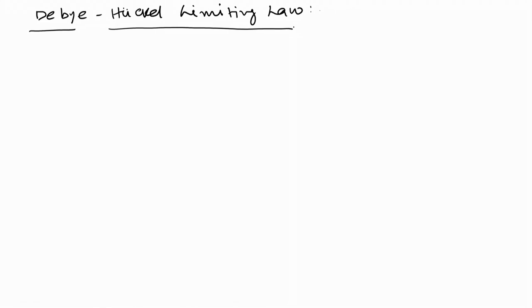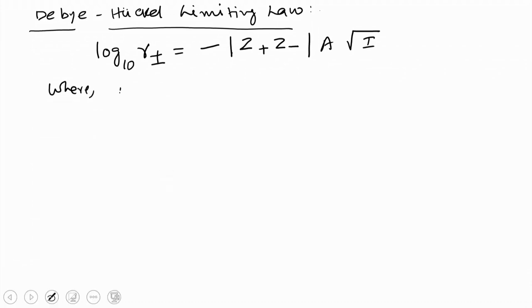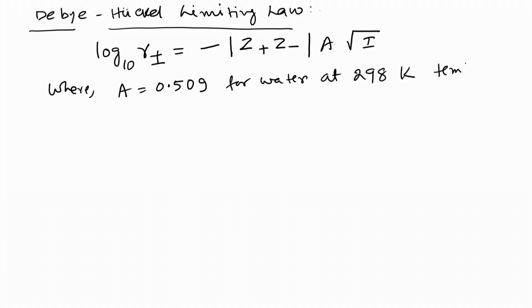So, what does this law say? The expression for the Debye-Huckel limiting law is log gamma plus-minus equals minus mod of z plus times z minus times A root over I, where A is a constant term, and the value of A is 0.509 for water at 298 K temperature, 298 Kelvin.